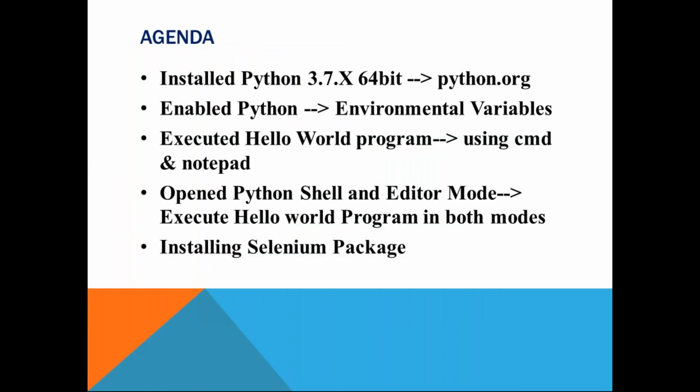Today our agenda was that we installed Python from python.org and enabled the environment variables. Why? If you want to write and run code in other paths where Python is not installed, we can enable the environment variables so that our code runs irrespective of the path. My Python application may be in my C drive, but my code is in my G drive, and it will work fine once you enable the environment variables. And we discussed how it works internally.